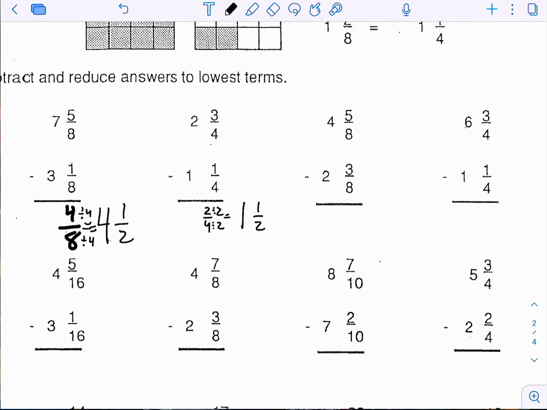5/8 subtract 3/8 gives me 2/8, which reduces to 1/4. 6 subtract 4 is 2, so 2 and 1/4. 3/4 subtract 1/4 gives me 2/4. All these are annoying, we have to reduce them. It equals 1/2, so 1/2 is my fraction. 6 subtract 1 is 5.